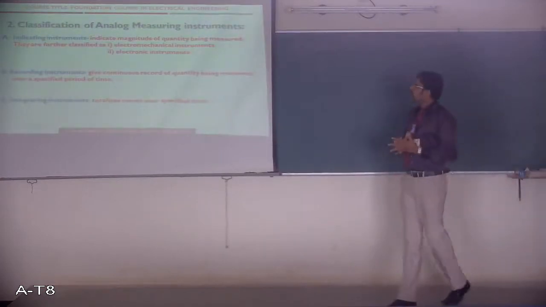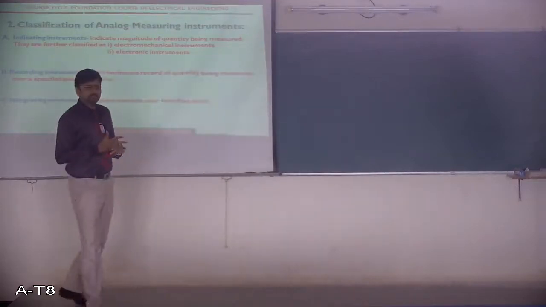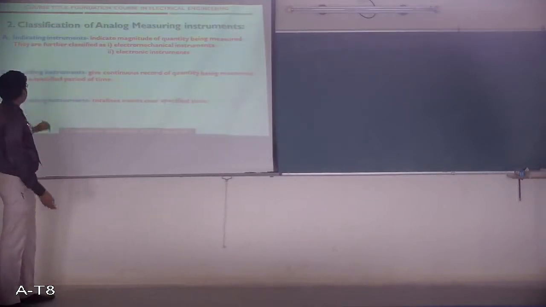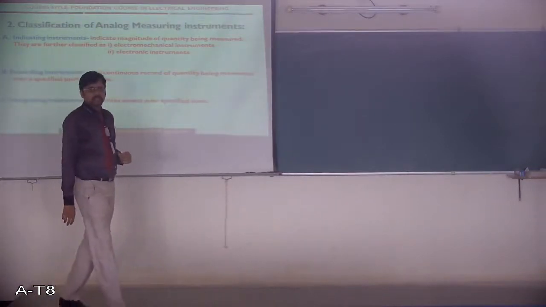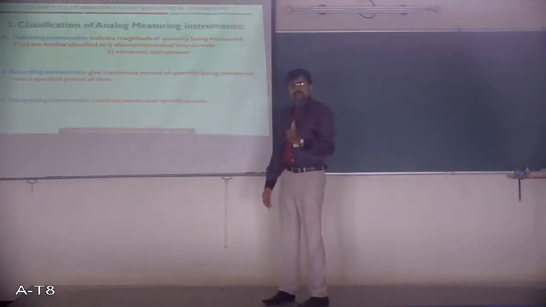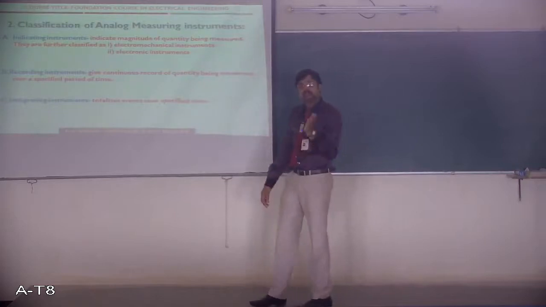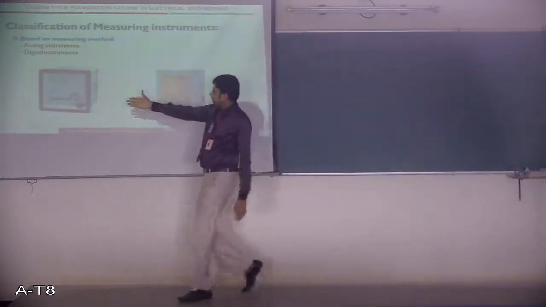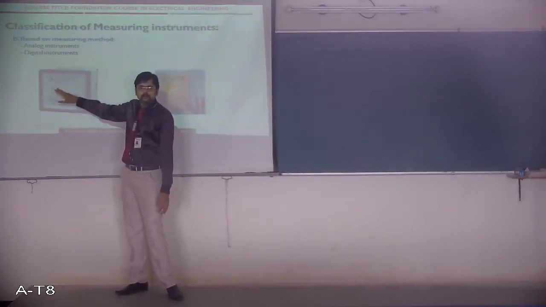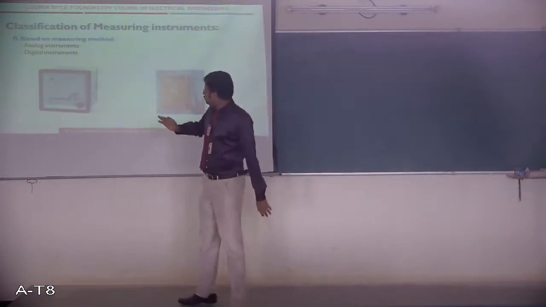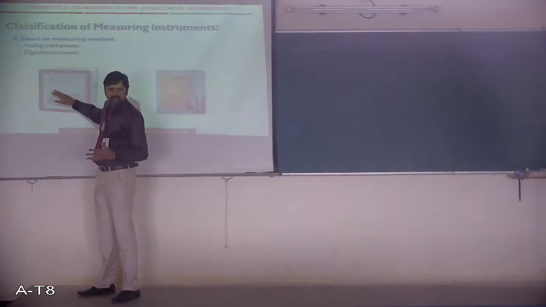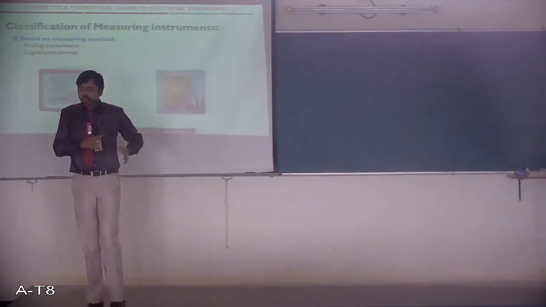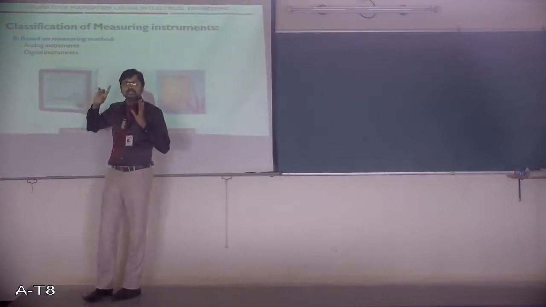Now, analog measuring instruments can be further classified into three types: indicating instruments, recording instruments, and integrating instruments. What do you mean by indicating instruments? Indicating instruments indicate the magnitude of the quantity being measured. For example, the ammeter which I showed in my previous slide is an indicating instrument. It indicates the value of current. Remember, its value changes continuously with a change in current. If the current changes, the pointer will show another reading proportional to the current flowing through it. So it is an analog meter and its value will change.